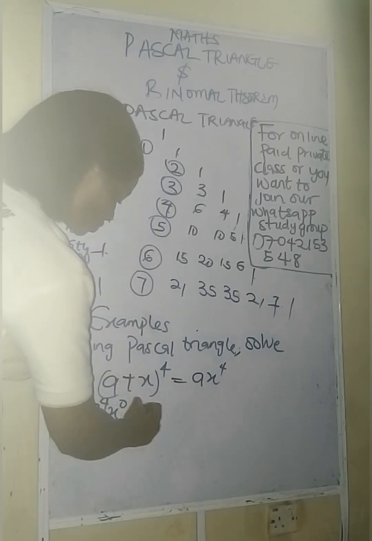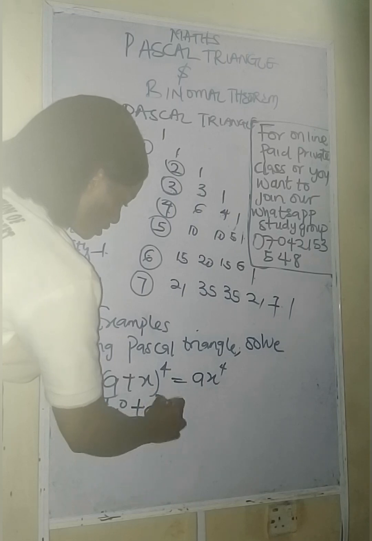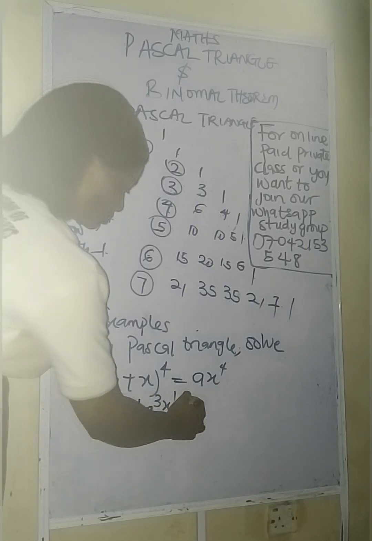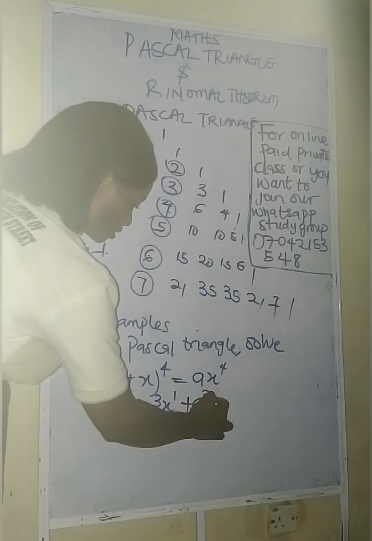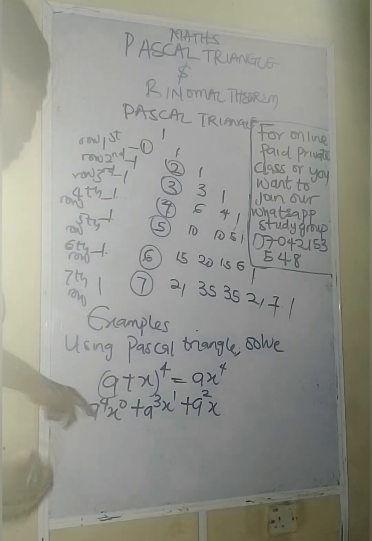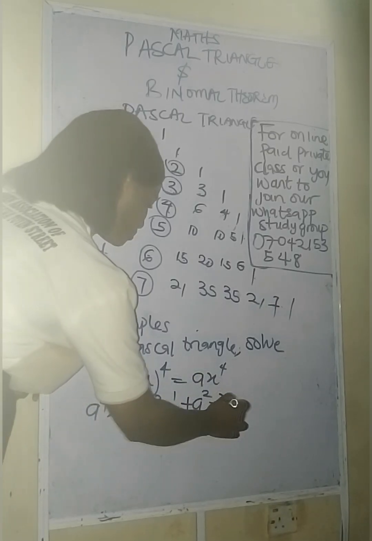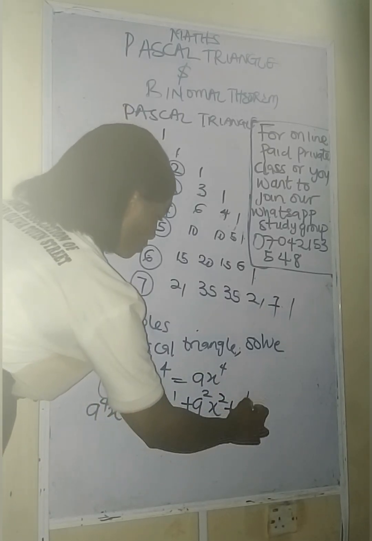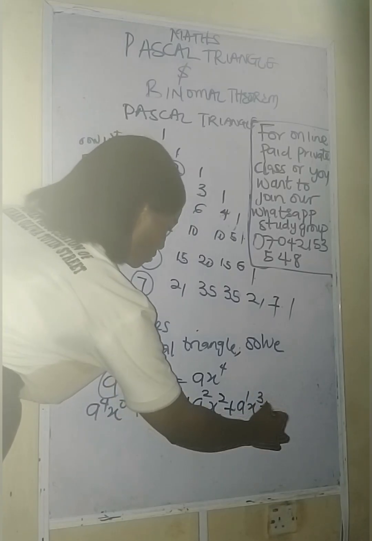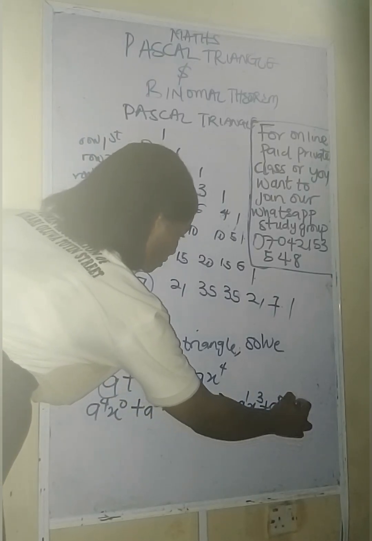So the next one will be plus A raised to power 3, X raised to power 1. Plus A raised to power 2, X raised to power 2. Plus A raised to power 1, X raised to power 3. Plus A raised to power 0, X raised to power 4.